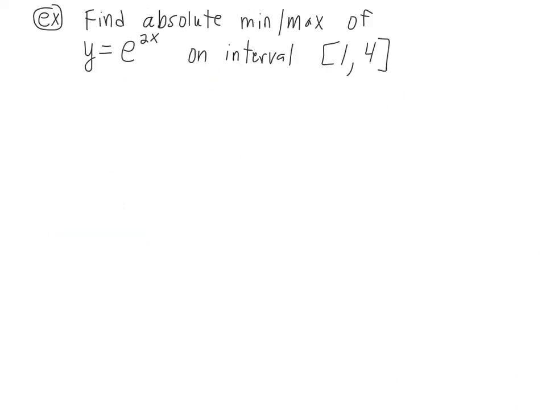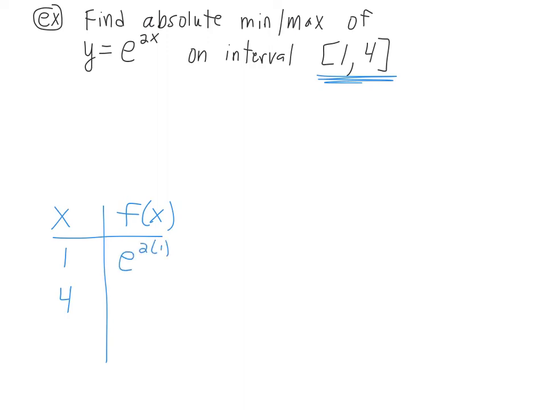Okay, last example, same thing. We want to find the absolute min or max. This time our function is y equals e raised to the 2x, and we're looking to do this over the interval from 1 to 4, including those values. Again, the first thing you should do is establish a table where we are tracking the different y values for various x values. We know that the endpoints are certainly candidates for the absolute highest and the absolute lowest points. So let's drop those into the function for x.